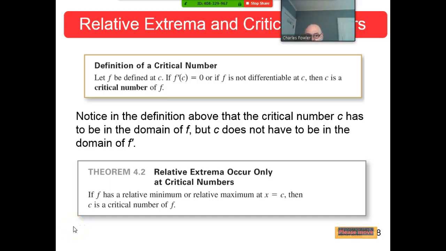Well, good morning. This is 10 o'clock on Wednesday, March 18th, and this is Calculus 1. I don't have any students logged in yet that I can tell. If you are, please log in for me.